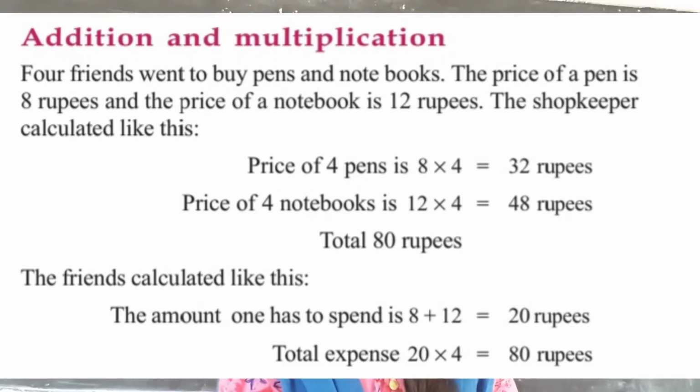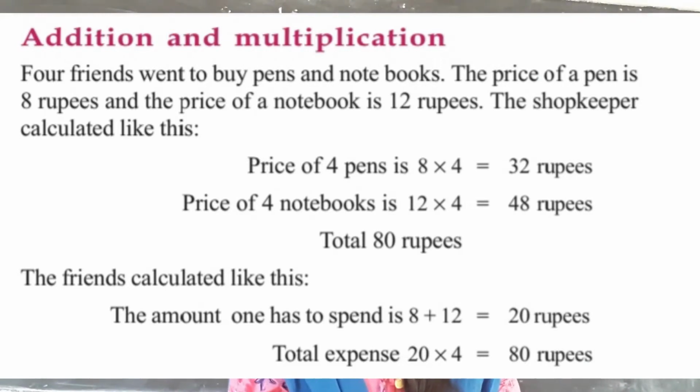Price of 4 pens is 8 into 4. 4 friends are there, so 8 into 4, price of 1 pen 8 rupees, is equal to 32 rupees. Price of 4 notebooks, 12 into 4, is equal to 48 rupees. Total 80 rupees. The shopkeeper calculated like this. The friends calculated like this.